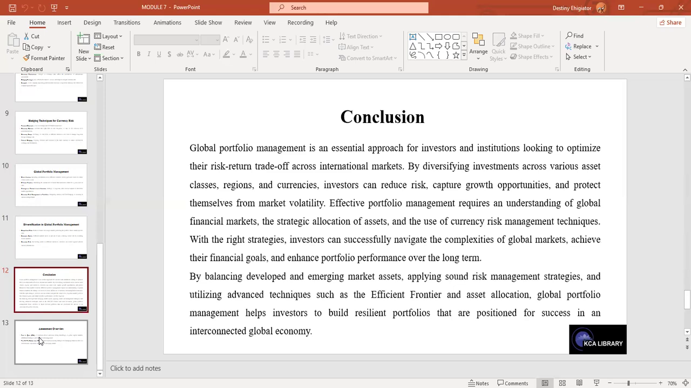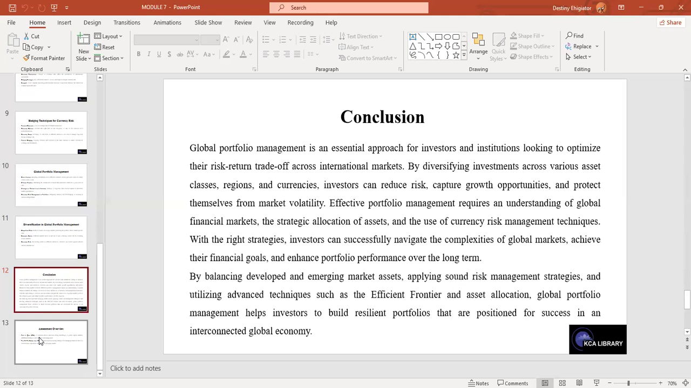Effective portfolio management requires an understanding of global financial markets, the strategic allocation of assets, and the use of currency risk management techniques. With the right strategies, investors can successfully navigate the complexities of global markets, achieve their financial goals, and enhance portfolio performance over the long term.